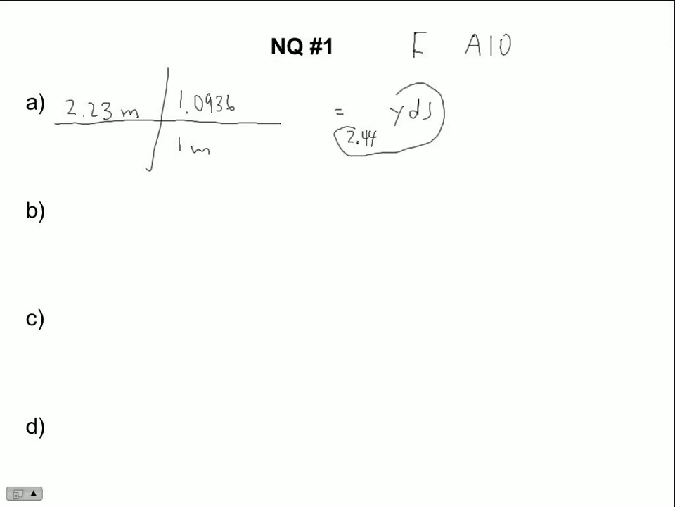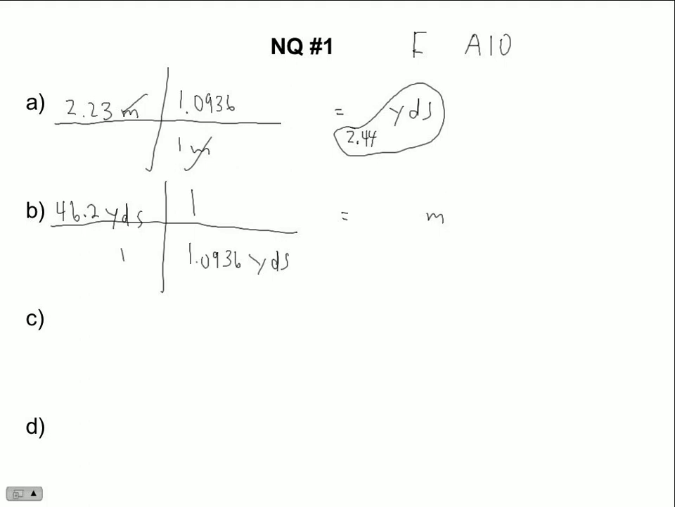Problem B, 46.2 yards. They're asking us to express that in meters. It's going to be the same thing as the last problem. In this case, yards is what we got on the bottom. Excuse me, I need to cancel my meters. Apologize. Going to flip that card. 1.0396 yards in every 1 meter. This time we're going to be dividing by the conversion factor, giving us 42.2 meters. 42.2 meters is the same thing as saying 46.2 yards.